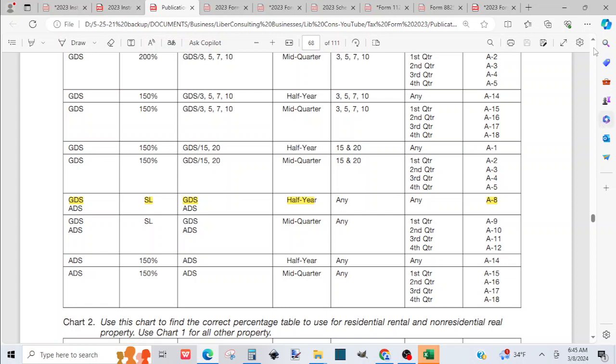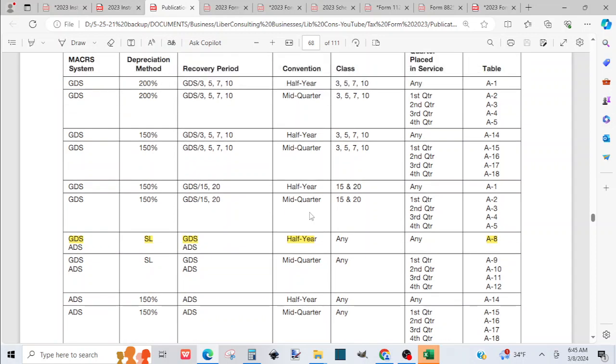GDS. Let me see if we'll be able to see the rows as well. Half year. For half year, they say any class qualifies. And then quarter placed in service, they say any quarter. And therefore, you will use one rate. The case is that you will need a mid-quarter though. Each quarter has its own rate to use.